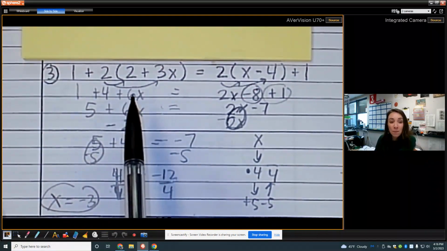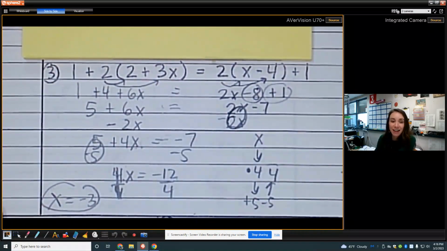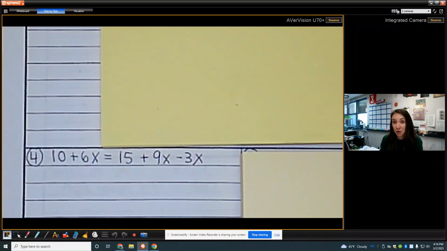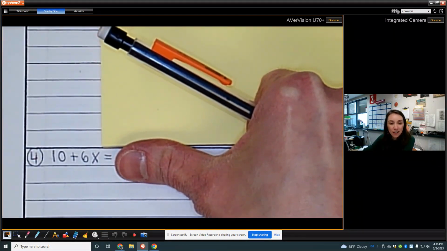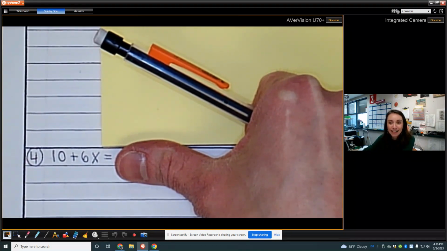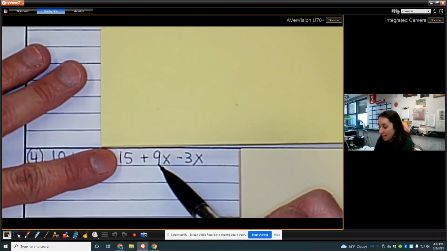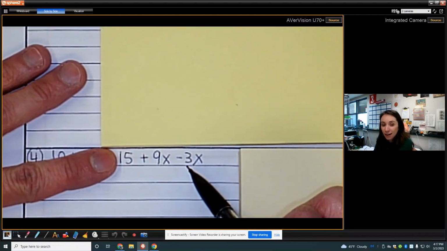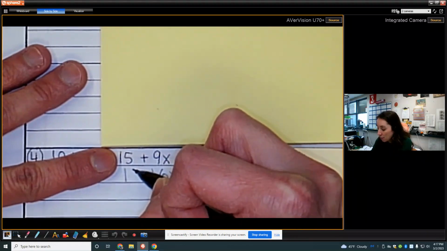-3 is the only number that we can put in for x that would make this side of the equal sign equivalent to this side of the equal sign. Pause the video right now and try out number 4. On the left side of the equal sign, you'll see that we can't combine 10 plus 6x. They're not like terms. On the right side of the equal sign, you see that we have a positive 9x minus 3x, and that's equal to positive 6x. Now bring down the rest of your problem.